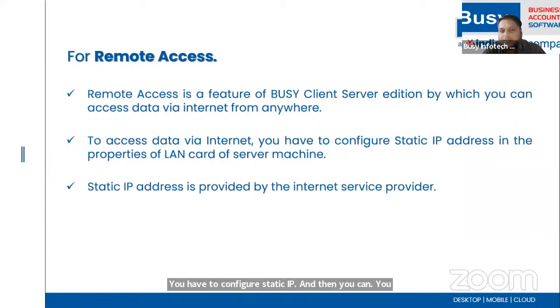A static IP address is provided by the internet service provider. So if you want to connect all the systems, you have to purchase a static IP. You can purchase a static IP from the internet service provider. They will provide it, and the static IP you have to configure on the server system. Then you can access Busy from multiple locations, from anywhere.